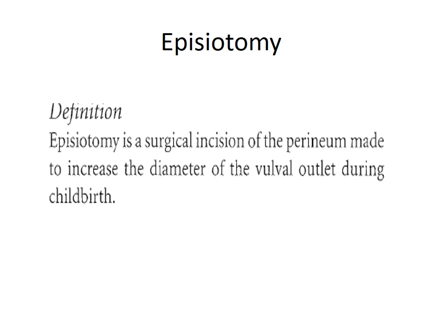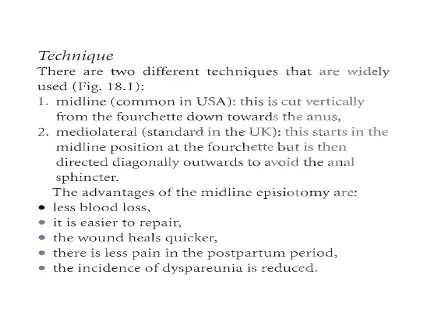Episiotomy means a surgical incision of the perineum that is made to increase the diameter of the vulval outlet during childbirth. There are two different techniques for the episiotomy that are widely used: the midline one, which is commonly practiced in the United States, and the mediolateral one, which is the standard in the UK, in the United Kingdom.